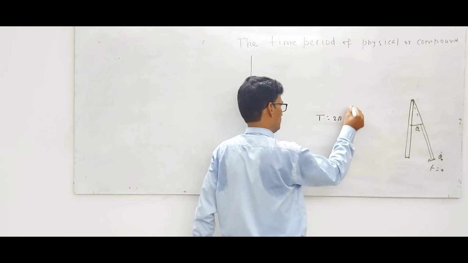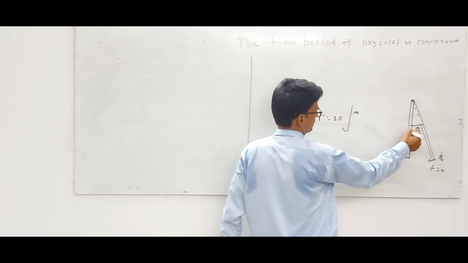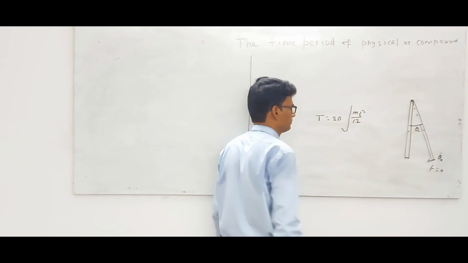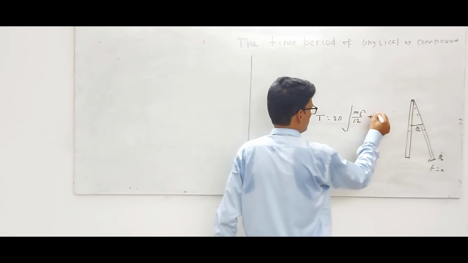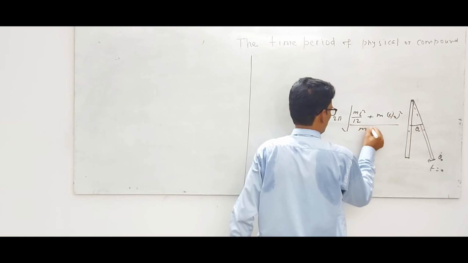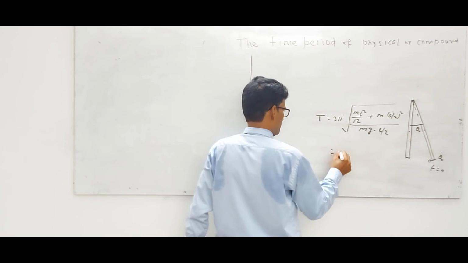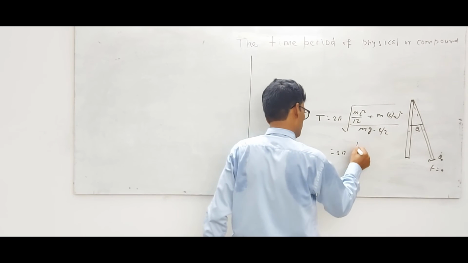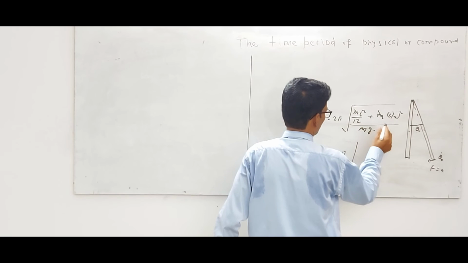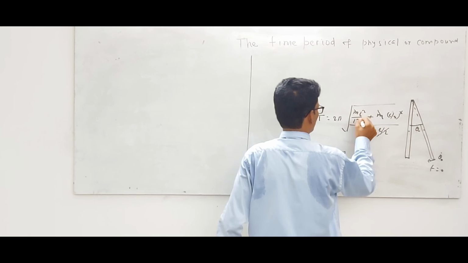2 pi under root I about the center of mass, which we all know for the rod is m l square over 12, plus m (l by 2) whole square, over m g l over 2. So how much does it come out to be? 2 pi, m is not 0 but defined, cancel out, take l by 2 and cancel from here.